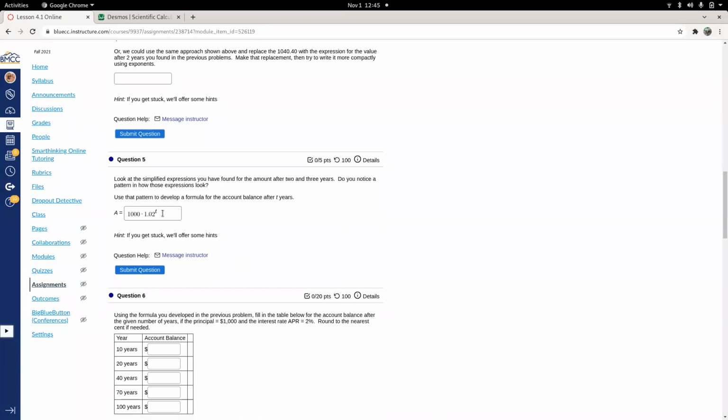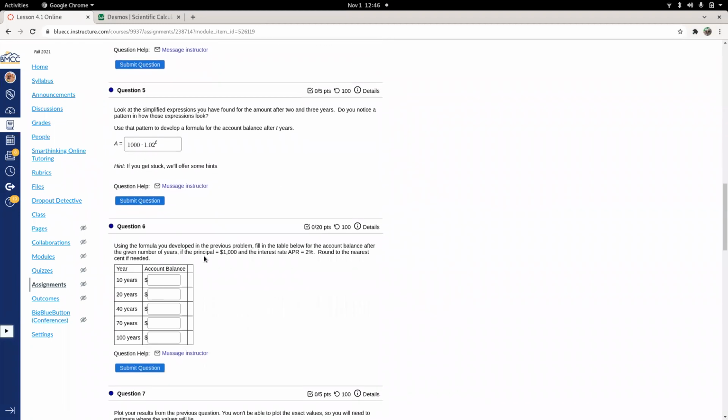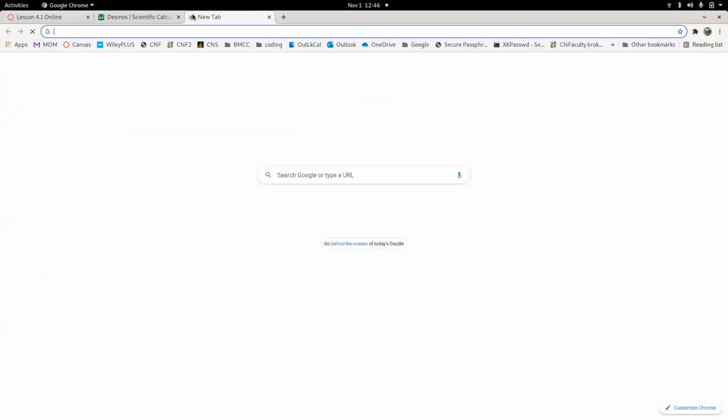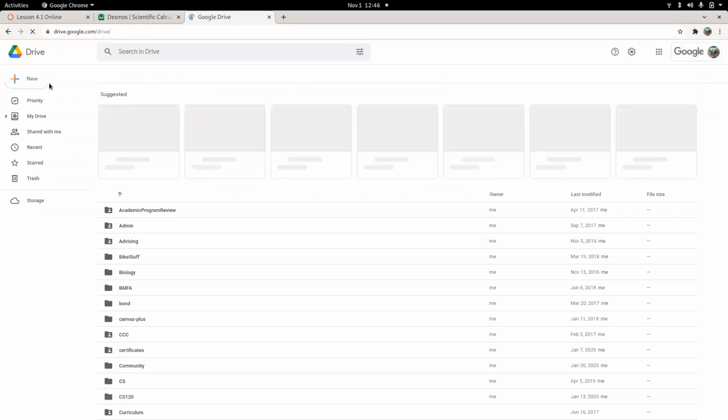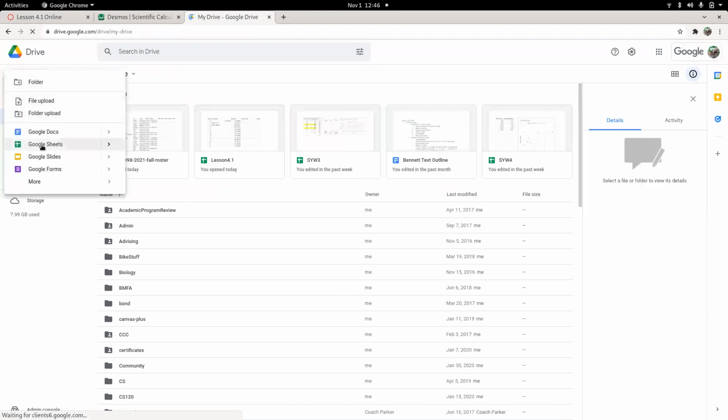So we've got our formula, 1,000, our starting amount, times 1 plus our rate, raised to the power however many years go by, because t is years here. And then again, with that, we can just use it to plug in 10, give me a number, 20, give me a number, 40, give me a number, 70, give me a number, and 100. Now, I'm just going to show you how to do this on a spreadsheet. It's pretty straightforward there. Bring up my Google Drive, new spreadsheet.